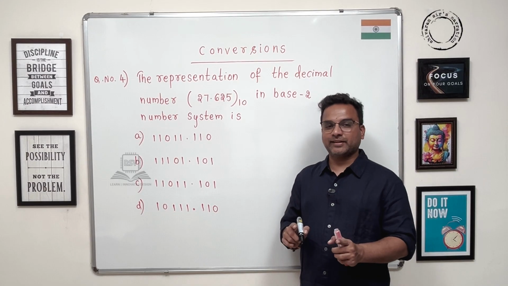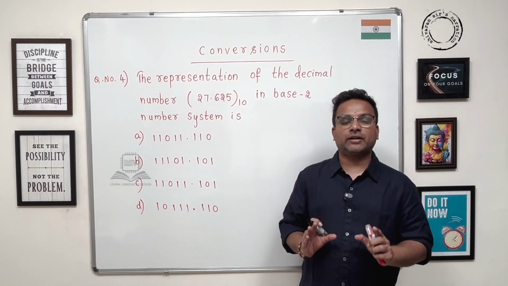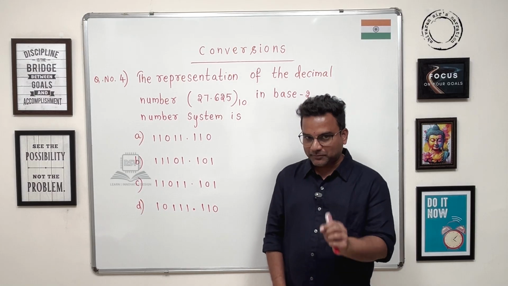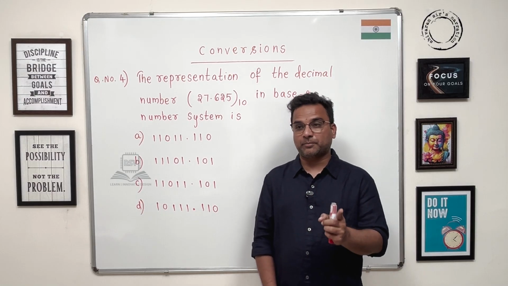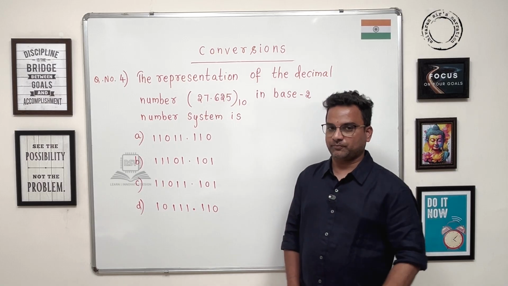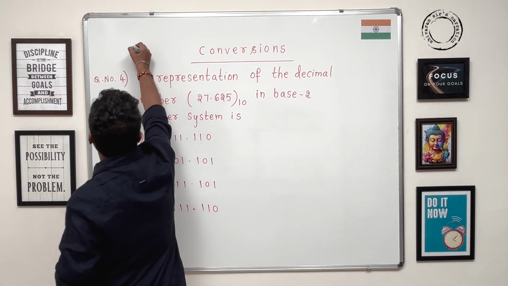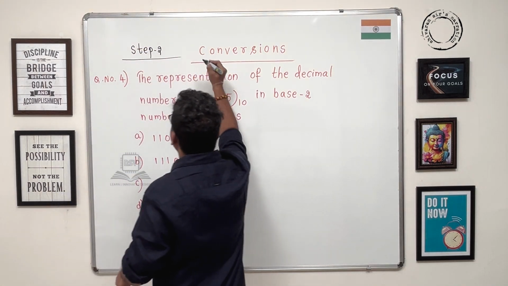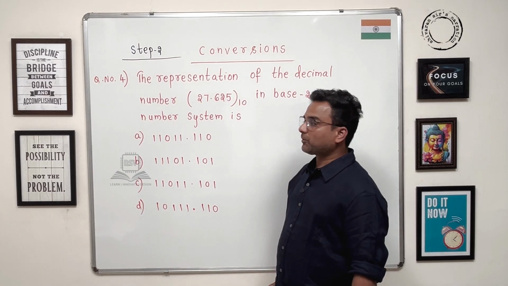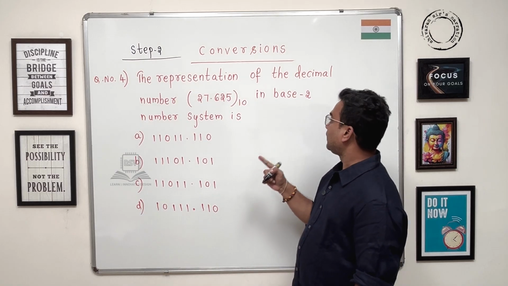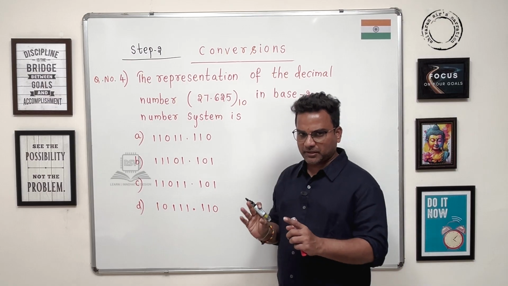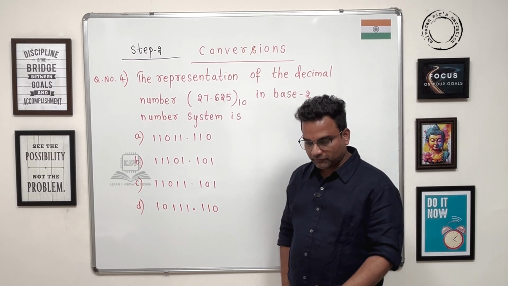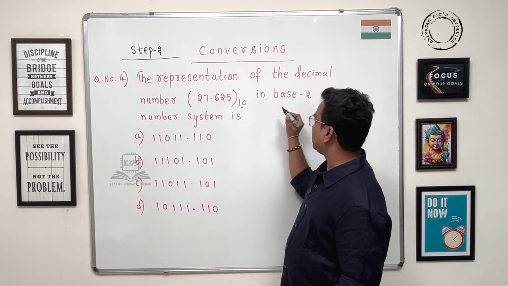Now guys, it is step 2. Till now we understood how to convert any number system to decimal. Now it's time to learn how to convert a decimal number into any number system. This is step 2. Got it? Now let's have the question. The representation of the decimal number 27.625 base 10 in the base 2 number system is, meaning the question tells us how to convert the decimal number system to base 2.